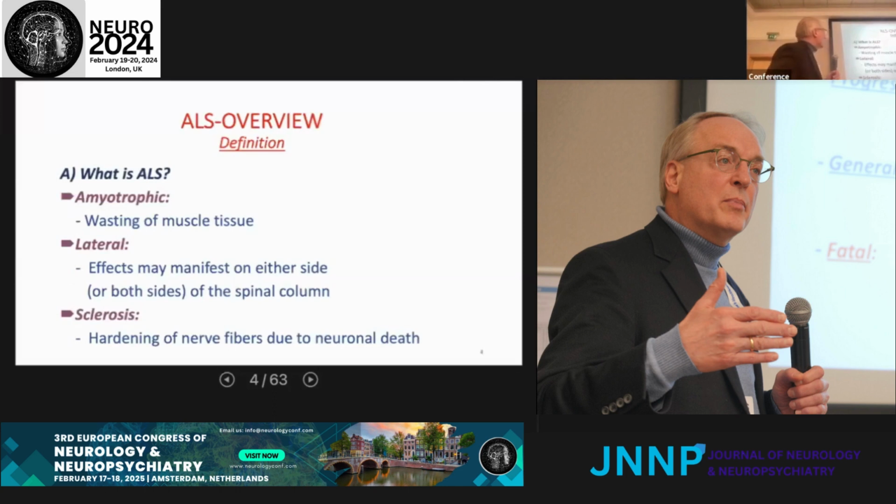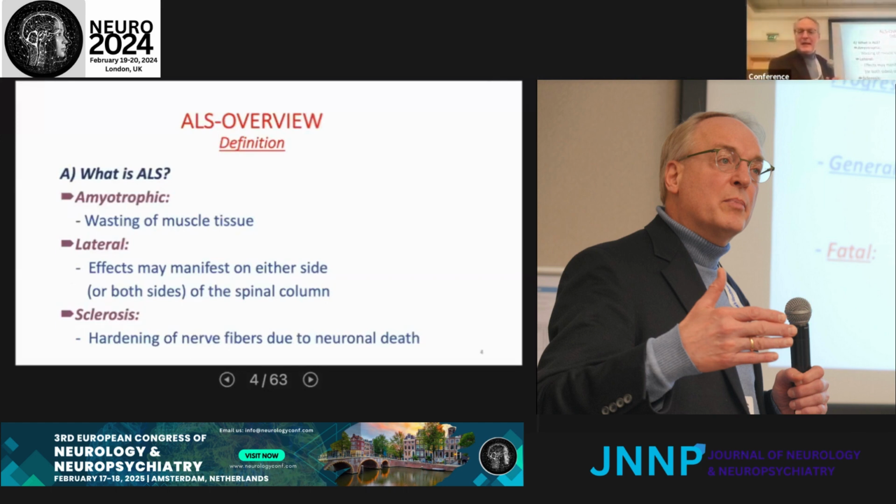So when we're talking about ALS, we ask, what exactly is this? ALS: amyotrophy, lack of muscle trophism, lack of muscle growth, wasting of muscle tissue. That's what we'll see. Lateral has to do with corticospinal tracts within this thoracic spinal cord section.